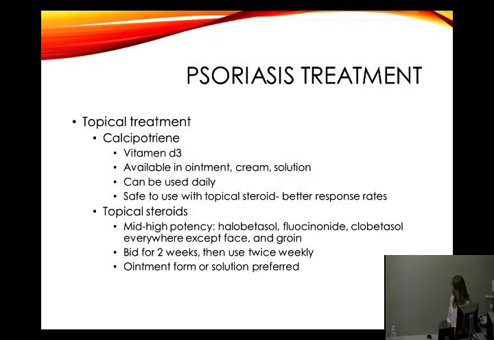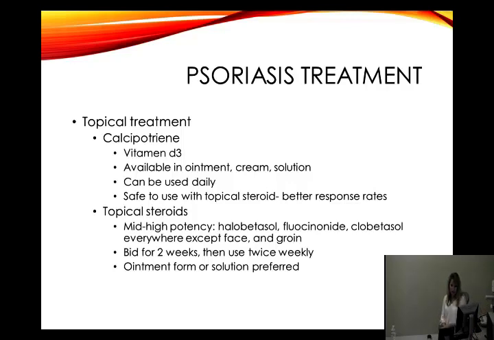topical steroid. So topical steroids for psoriasis include the mid to high potency: halobetasol, fluocinonide, clobetasol. These are to be used everywhere except the face and groin, twice a day for 2 weeks. We're kind of in that routine. That's what we do with our steroids. And the ointment form is preferred to solution.